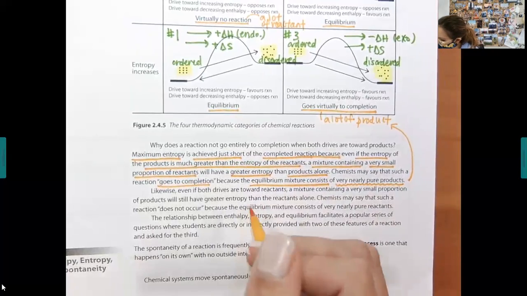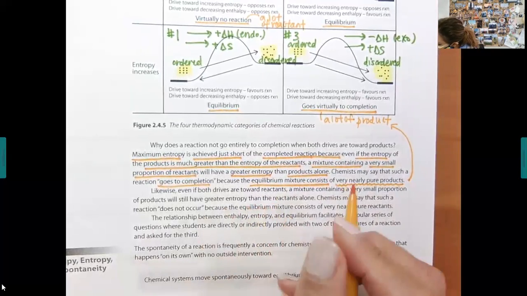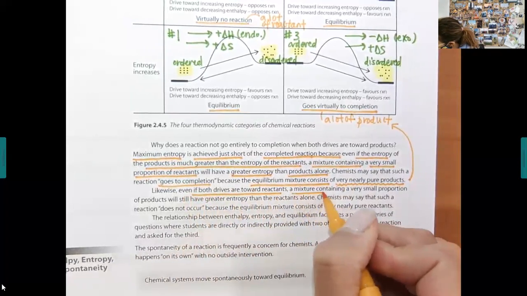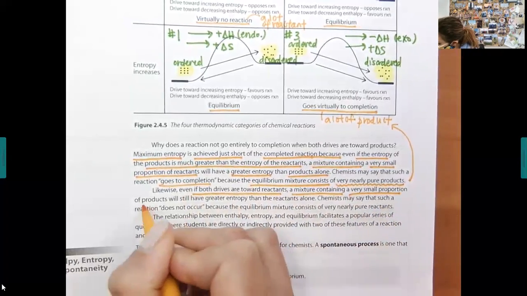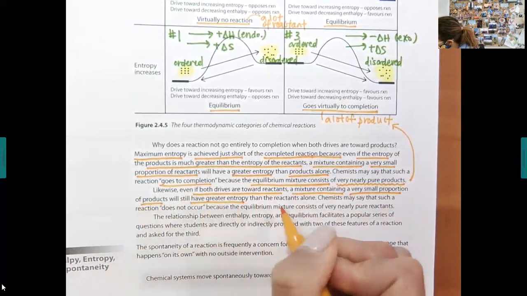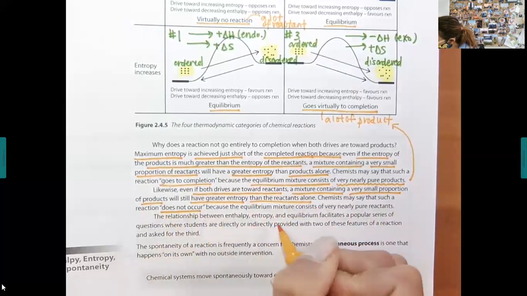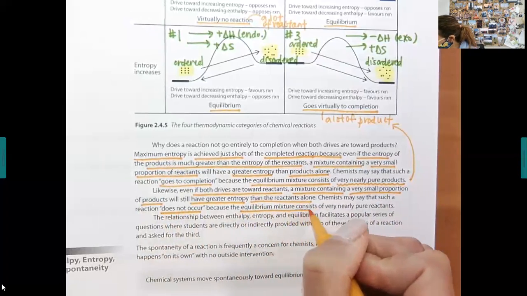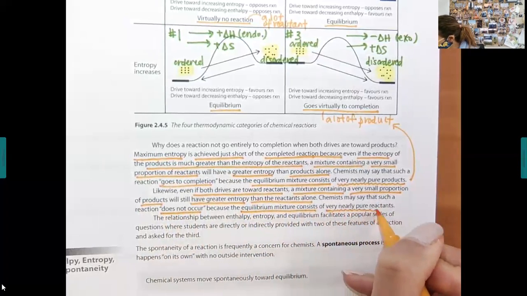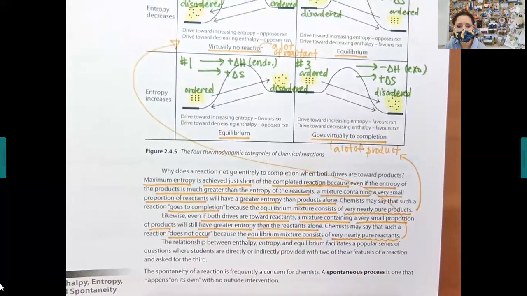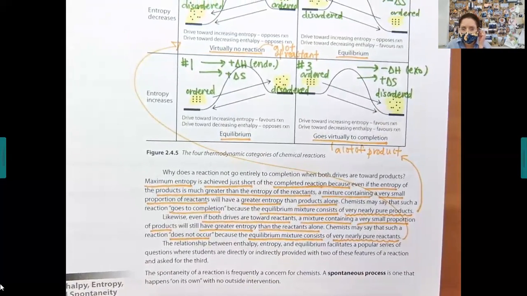Okay, likewise, even if both drives are towards reactants, a mixture containing a very small amount of product will have greater entropy than the reactants alone. So chemists say that a reaction does not occur because the equilibrium mixture consists of very nearly pure reactants. So this is what is being referred to up here. Okay.